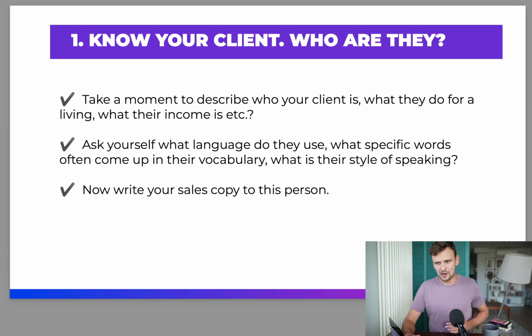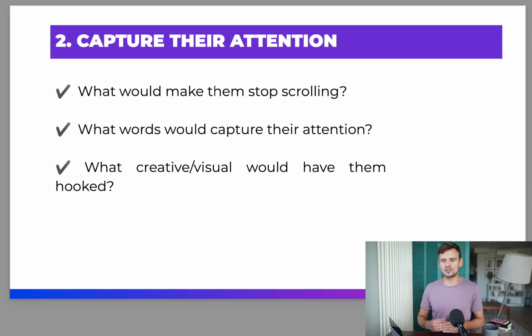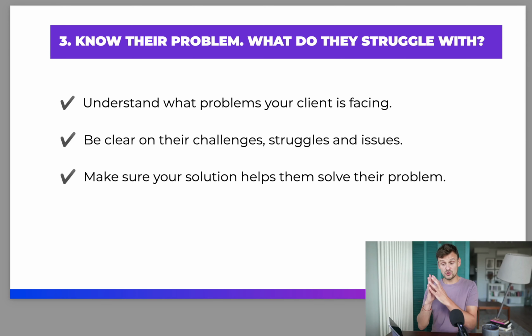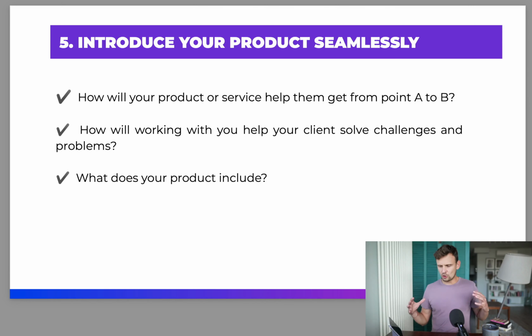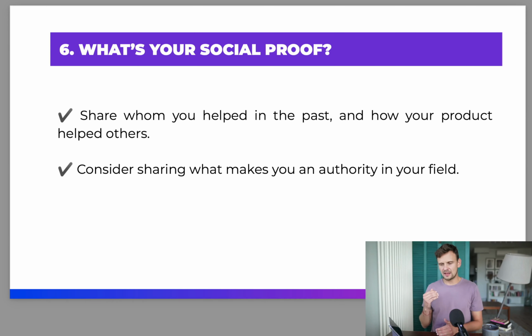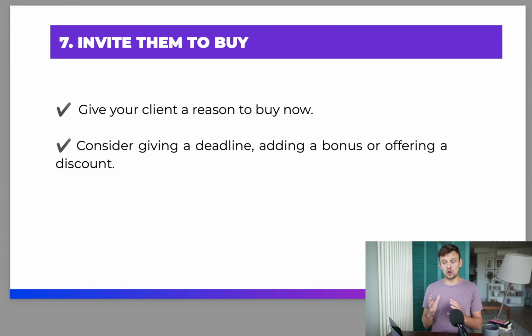So number 1 was to know your client and understand who your client is. Number 2 was about capturing your client's attention. Number 3 was about knowing their problem and defining the client's problem. Then number 4 was about finding out their desires and their end goals and their dreams. We then talked about how we can introduce your product seamlessly. And we also discussed the value of gathering social proof and also showcasing your authority in the field. And we finished off with the invitation to buy and embedding a sense of urgency in your copy.